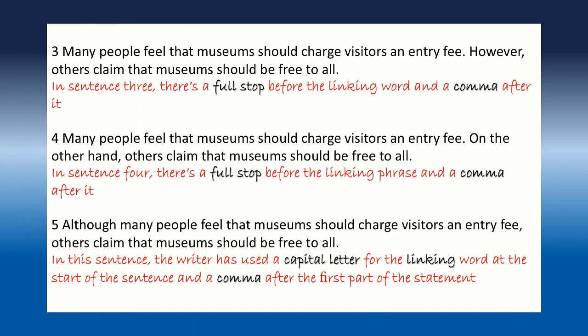Now look at the punctuation used in sentences 3, 4 and 5. In sentence 3, there is a full stop before the linking word and a comma after it. In sentence 4, there is a full stop before the linking phrase and a comma after it, meaning after the linking phrase. In sentence 5, the writer has used a capital letter for the linking word at the start of the sentence and a comma after the first part of the statement.